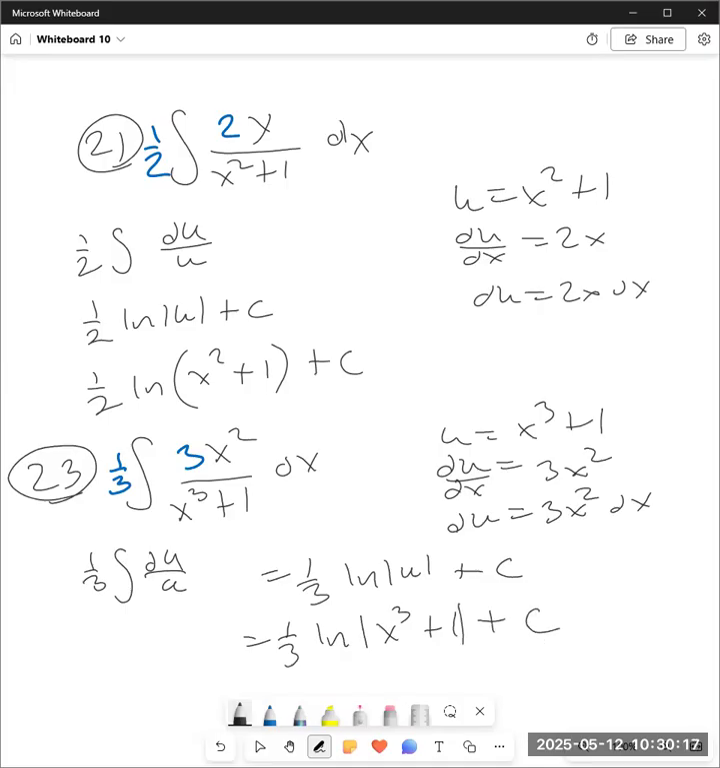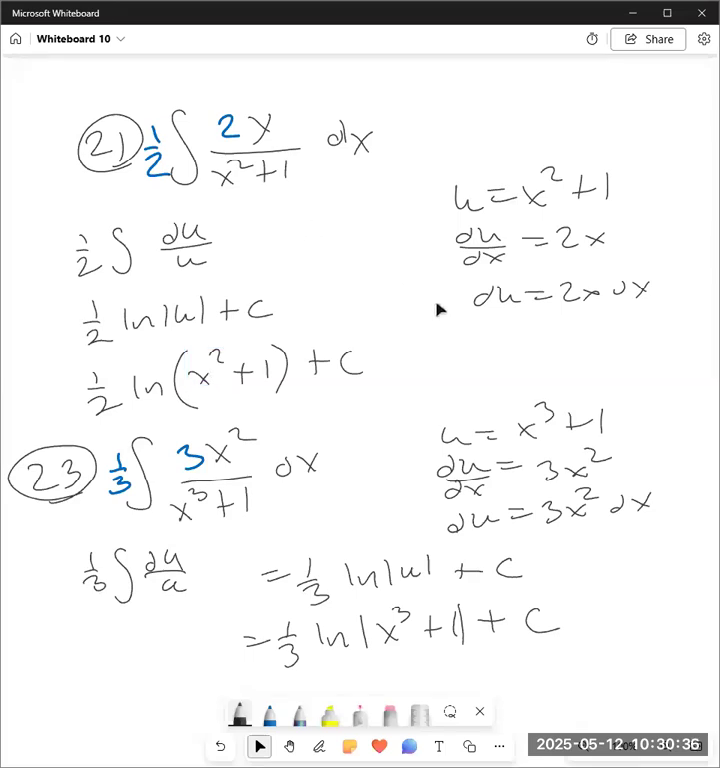X cubed plus 1 can be either positive or negative. So I have to leave those absolute value bars there. It's not like x squared plus 1, where when I square something, I have to get a non-negative value.